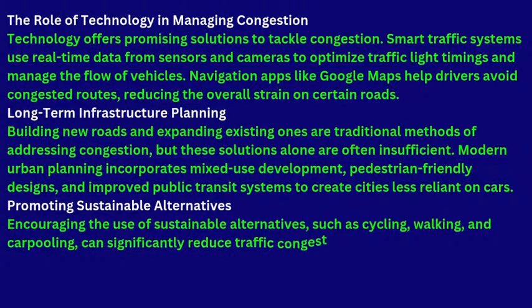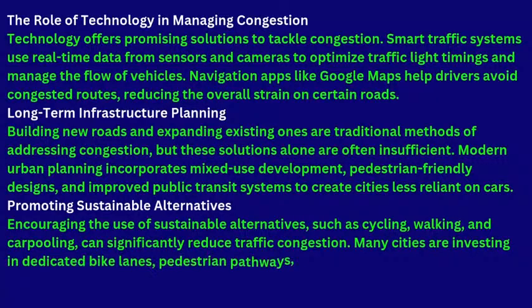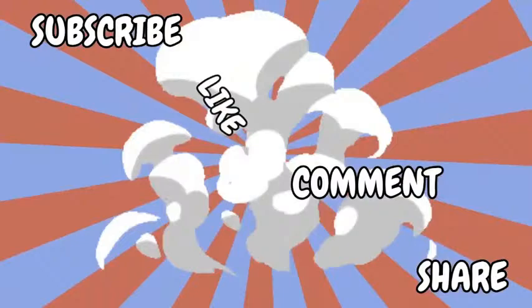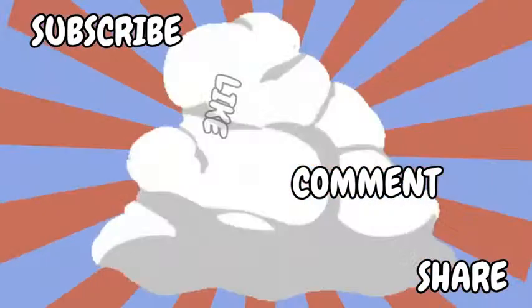Encouraging the use of sustainable alternatives, such as cycling, walking, and carpooling, can significantly reduce traffic congestion. Many cities are investing in dedicated bike lanes, pedestrian pathways, and incentives for carpooling to shift travel behavior and ease road demand.